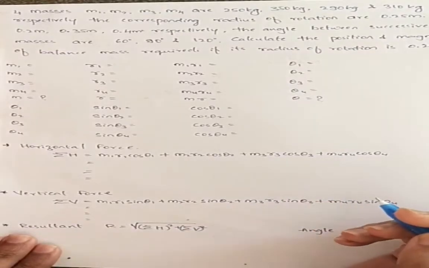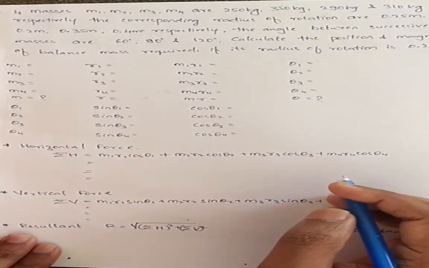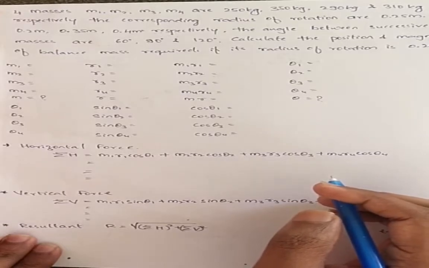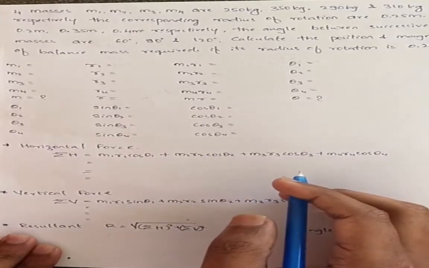So we were discussing the problems on balancing. We have discussed 3 to 4 problems on balancing. Today we will see one more problem on balancing. So I'll just read the question first.